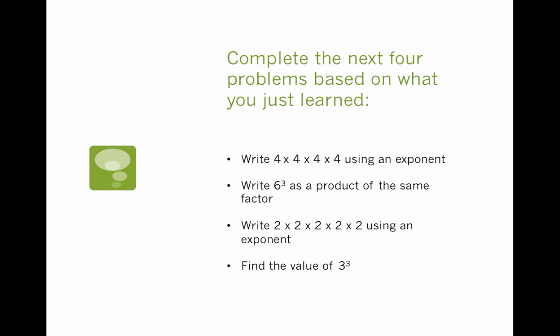Number 3 is write 2 times 2 times 2 times 2 times 2 using an exponent. And number 4 is find the value of 3 cubed, or 3 to the third power. And please take this time to pause the video and work these problems out carefully. And again, if you need to go back and re-watch anything, go ahead and do it.